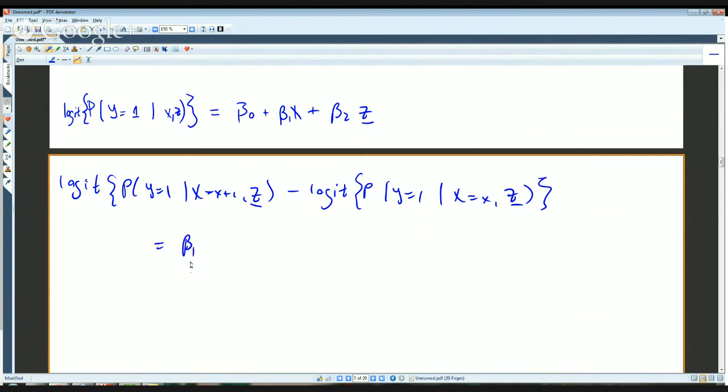So just go back exactly through those arguments, and what you'll find is that beta 1 is the difference in the log odds of y equal 1 for a 1 unit change in x, holding z constant. And then e to the beta 1 is the odds ratio for y equal 1 for a 1 unit change in x, again holding z constant. So the interpretation of the coefficients is exactly the same. It's just that you have to tag on that extra line of holding the other variables constant.